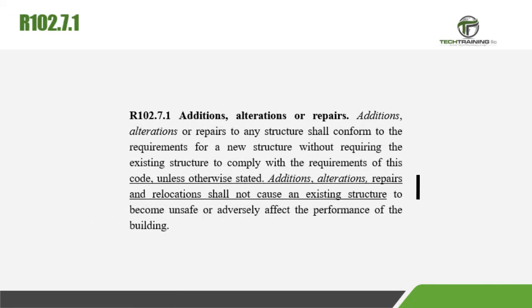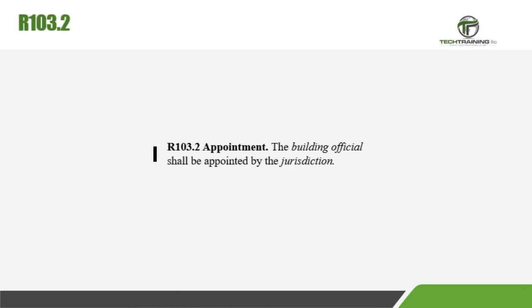R102.7.1 is additions, alterations, or repairs. Here we have our first technical change. The change was specific to the line in the provision which states, unless otherwise stated, additions, alterations, repairs, and relocation shall not cause an existing structure to become unsafe or adversely affect the performance of the building. R103.2 is appointment. This was a simple technical change stating that building officials shall be appointed by the jurisdiction.